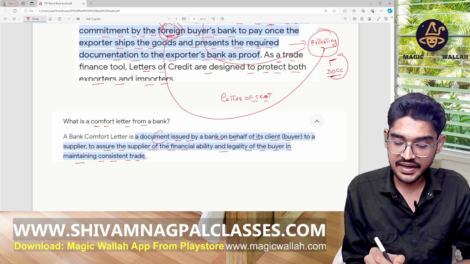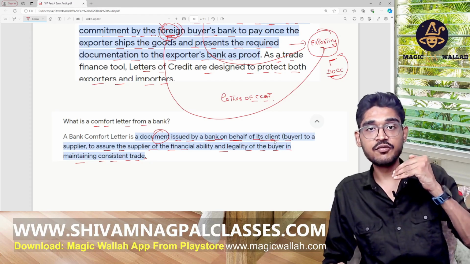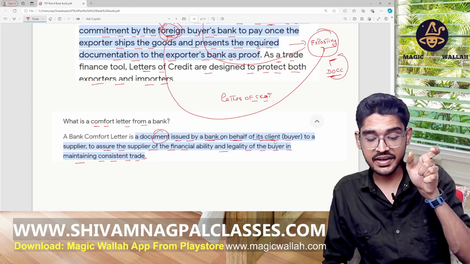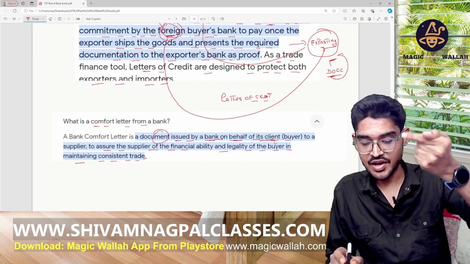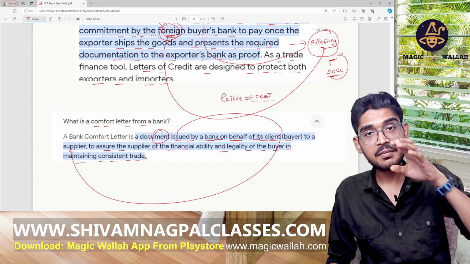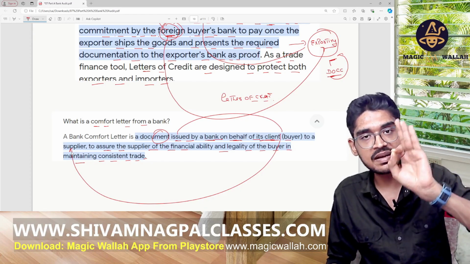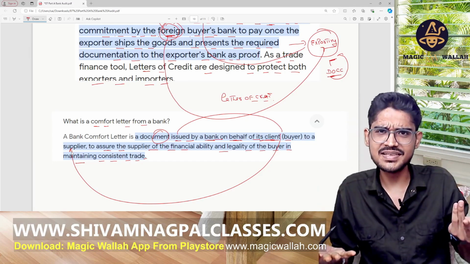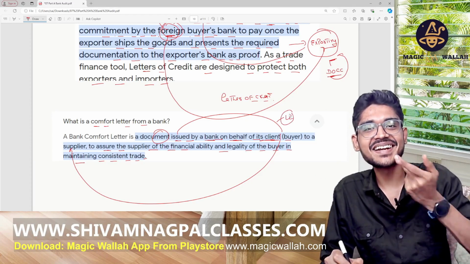So it's a document that is issued by the bank on behalf of the client buyer. A person is buying something from a supplier. So it's a document given by the bank on behalf of the buyer to the supplier of the goods, that the buyer will repay the money. The buyer will pay the money for the goods purchased. That's like a guarantee, you can say. Again, this is a guarantee. Like a letter of credit in India, it's a guarantee given by the bank.